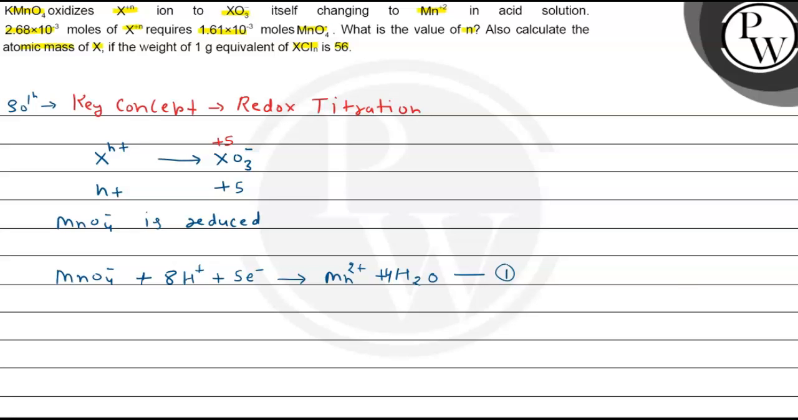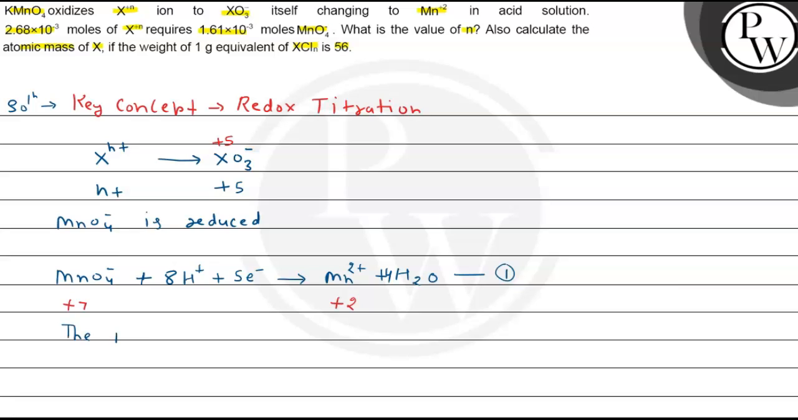We have to calculate the change in oxidation state of manganese. Here we can see that the oxidation state of manganese is +7, and here the oxidation state of manganese is +2. So from here we can say that there is a change in oxidation state from +7 to +2, which indicates that a reduction takes place. So now we can find out the ratio of the moles which are going to react with each other.